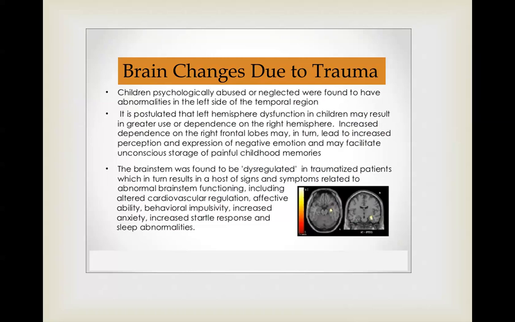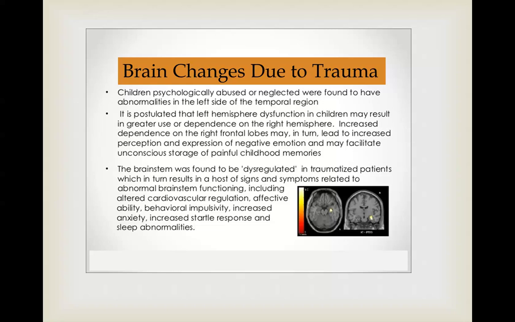But in fact, there's a physiological change in the brain, particularly around dopamine and norepinephrine, and cortisol levels are all permanently changed by stress. But it's the second part of that second bullet there, in turn leads to increased perception and expression of negative emotions, right? So with this trauma, they perceive others as emoting negatively and express negative emotions themselves, both things, and may facilitate unconscious storage of painful childhood memories, right?